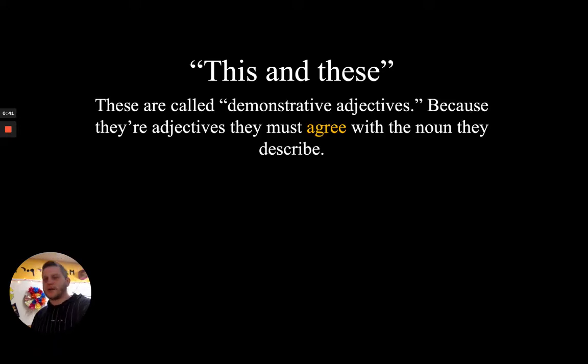So these are called demonstrative adjectives, and this is not really an important point. I'm not really going to use this word in class. I hardly use this word ever. But what's important here is that you realize the adjective part means that they're going to have to agree. Now, we've talked about agreement on a lot of different occasions. We do agreement all the time. So hopefully you remember that agreement is when you make the gender or the plurality match the word that's being described.